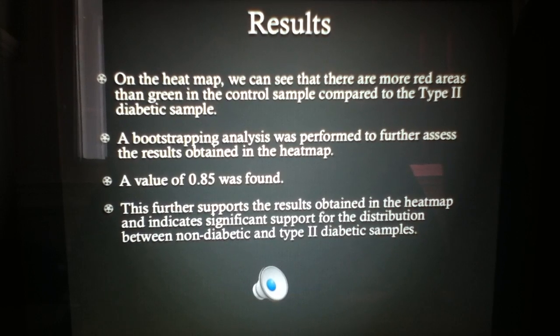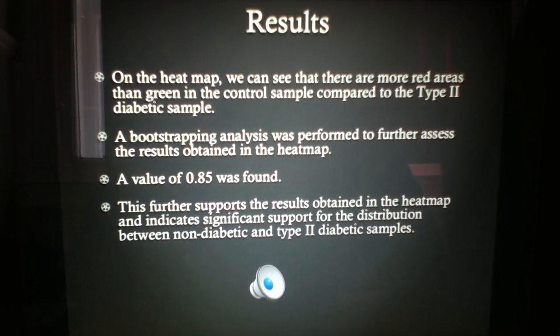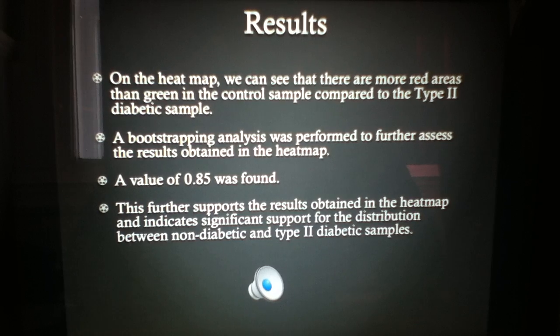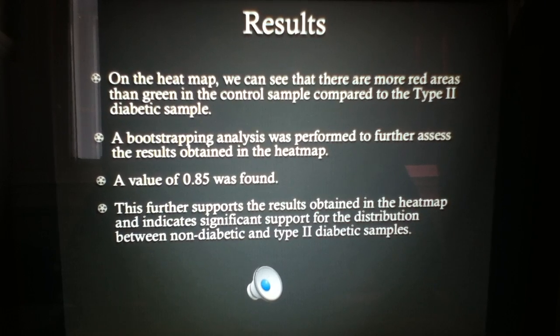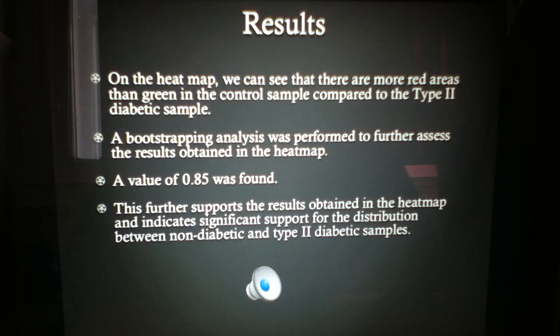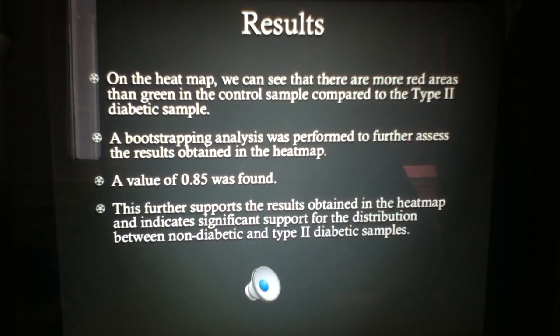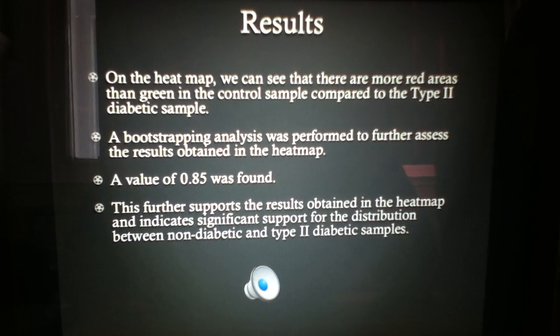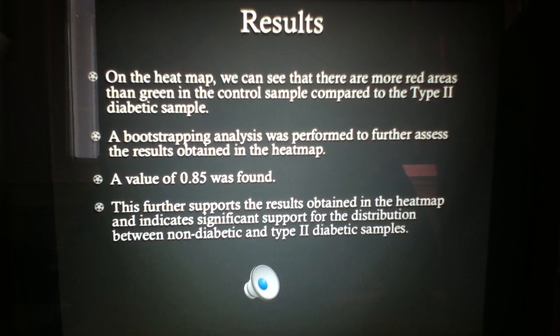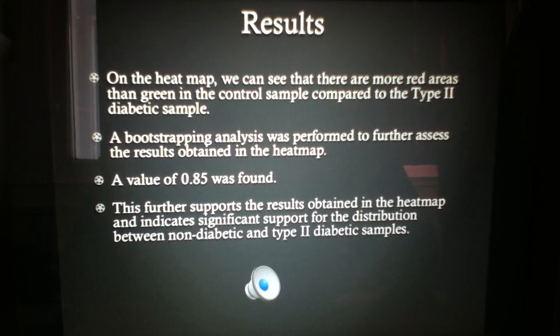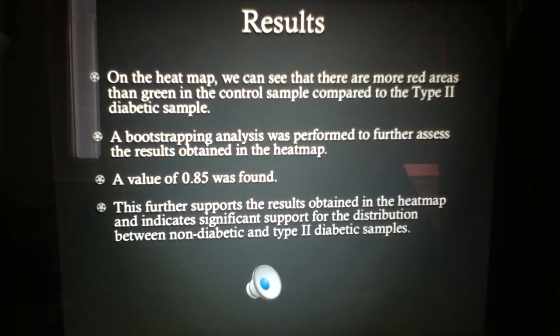The green section shows a low percentage of methylation, whereas the red area shows a greater percentage of methylation. On the heat map, we can see that there are more areas of green in the control sample compared to the type 2 diabetic sample, which therefore indicates hypomethylation in the control sample and hypermethylation in the type 2 diabetic sample. A bootstrapping analysis was performed to further assess the results obtained in the heat map and to infer the degree of confidence that can be assigned to those results.